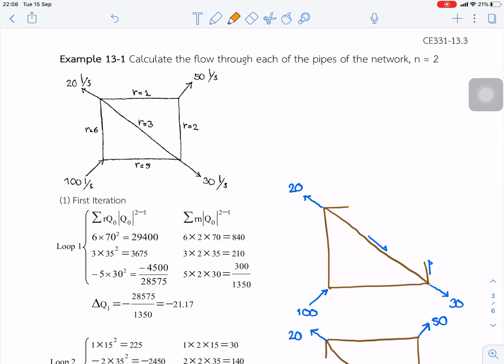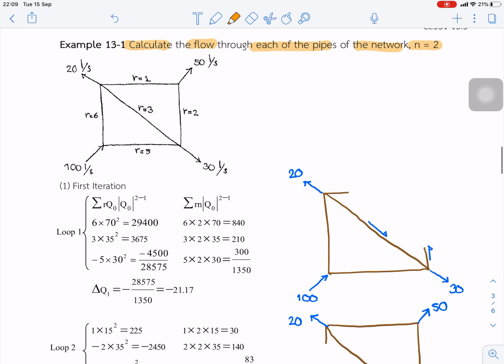For the first example, calculate the flow through each of the pipes for the network with n equal to 2. Okay, so next we follow the steps. Assume the initial flow rate for each pipe. We have to follow the continuity equation.